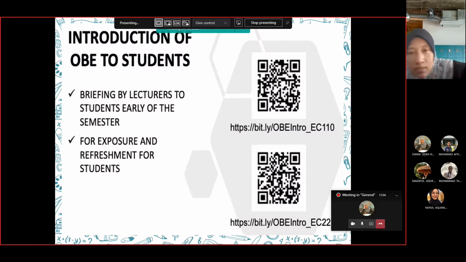Okay, before we start the class today, I think that every one of you have heard of OBE. OBE is outcome-based education. So I think let's take a few moments to scan the QR code here and see what the contents inside this QR code are. Cuba scan, you nampak apa dalam ni? What can you have from here? Anyone can explain or tell me what are the informations attached?